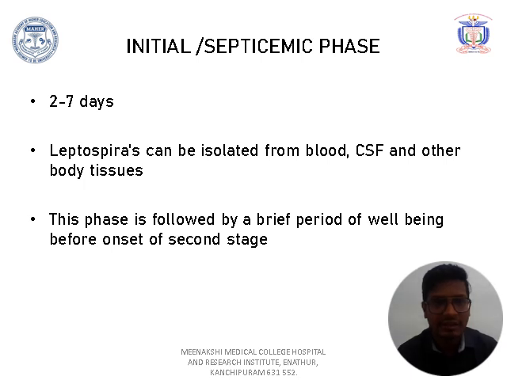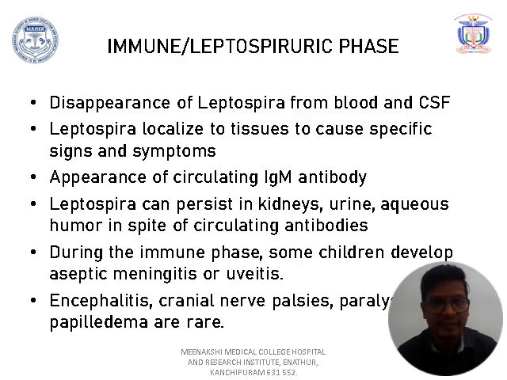The initial phase lasts 2 to 7 days, and leptospira can be isolated from blood, CSF and body tissue. This is followed by the second phase, the immune or leptospiruric phase. Leptospira disappear from blood and CSF and can be localized in specific tissues, causing specific signs and symptoms. IgM antibodies appear. It can persist in kidney, urine and aqueous humor in spite of circulating antibodies. During the immune phase, some children develop aseptic meningitis or uveitis, encephalitis, and cranial palsy.